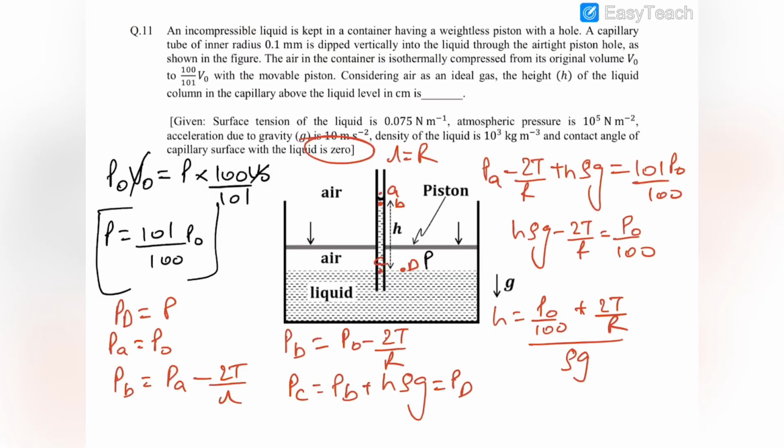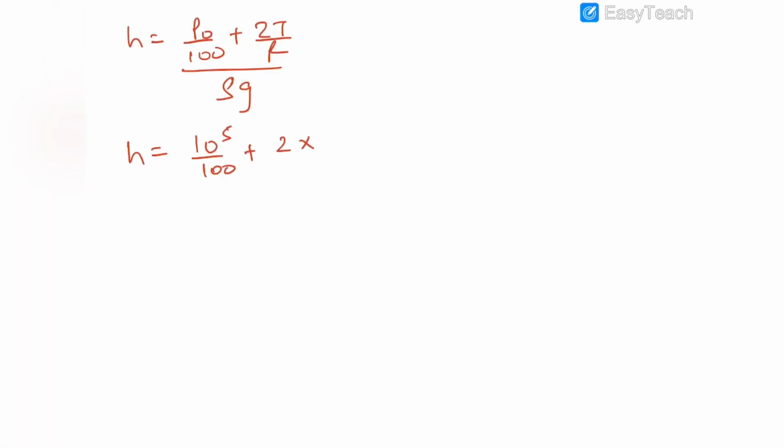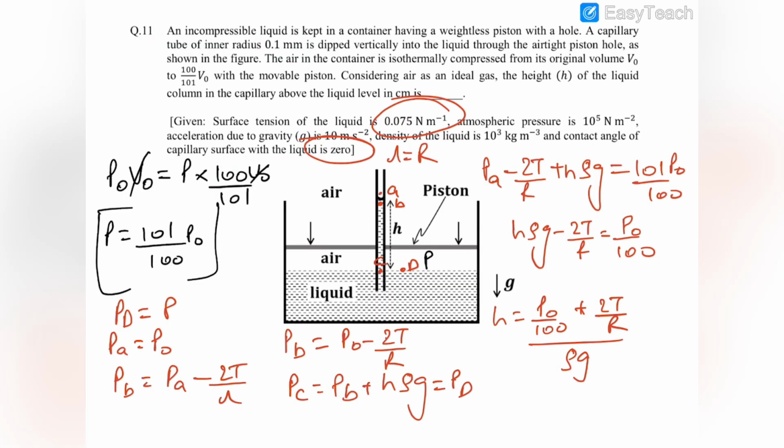h is equal to P0 by 100 plus 2T by R, divided by rho g. So h will be equal to P0, which is 10 to the power 5, divided by 100, plus 2 into the surface tension, which is 75 into 10 raised to power minus 3, divided by the radius of tube, which is 0.1 mm. So it is 1 into 10 raised to power minus 4.